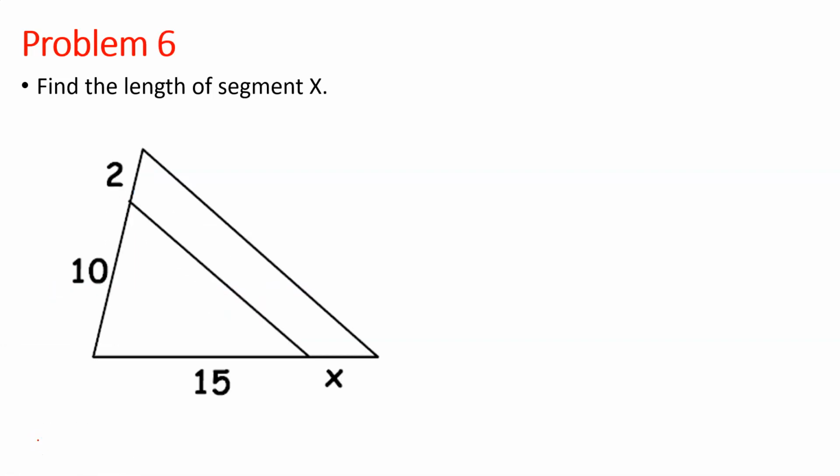It says find the length of segment X, so we want this little distance right here. We have two triangles, a smaller one and a bigger one. I'm going to focus on the smaller one and try to tear these apart with a quick picture. It doesn't have to be perfect. That's the smaller triangle. Let's label everything we know. The left side looks to be 10. The bottom side looks to be 15. That's all I know about that smaller triangle.